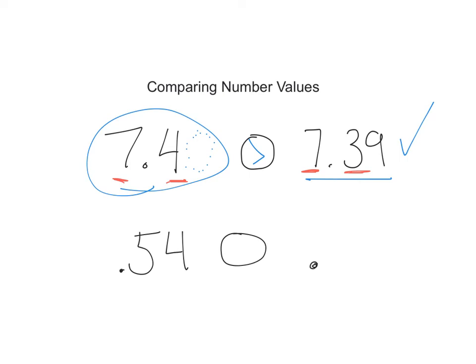we can see there are no whole number place values. Again, it doesn't change our process. We focus on the highest place value, which is always to the left. The tenths is our highest place value, and I can see that it's a tie, so I go to the next highest place value, the hundredths, where we can see our larger number.